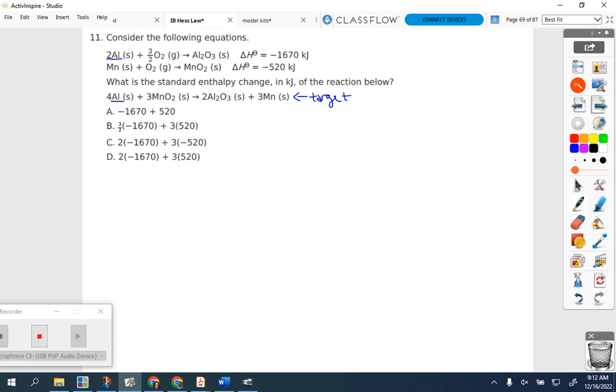My target has the coefficient 4. In my known, it's only 2. So I know that I'm going to keep this on the reactant side, so I'm not going to flip it, but I am going to multiply this by 2 in order to get to 4 aluminums. Okay? And that means I'm going to multiply this by 2.